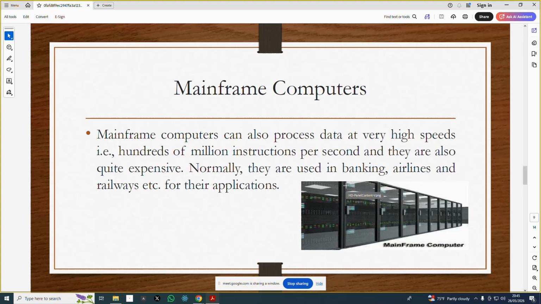So any question concerning supercomputer and mainframe? Mainframes are basically used in banking, airlines, and others, meaning they are used by agencies. These ones are like servers but smaller than the supercomputers.